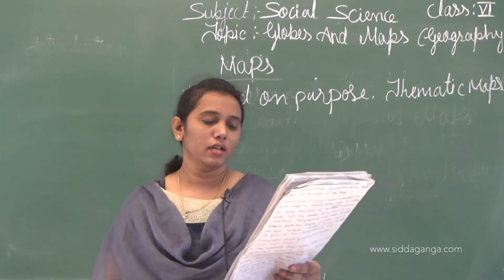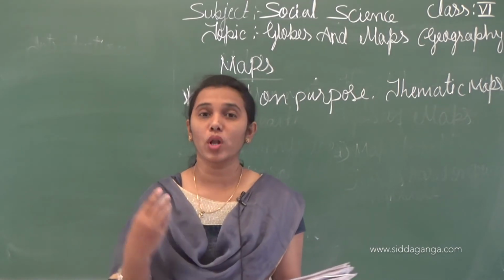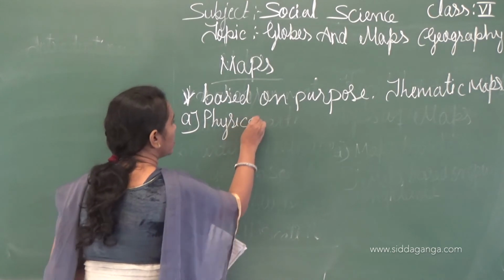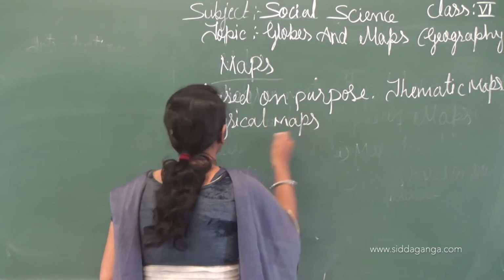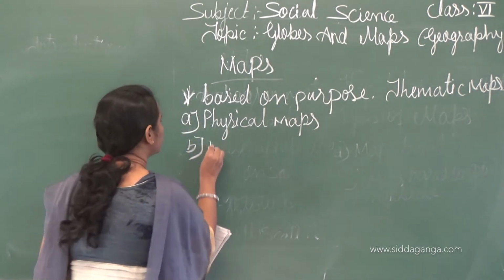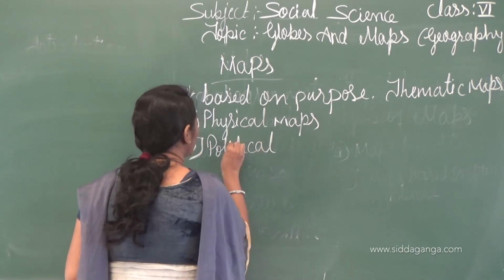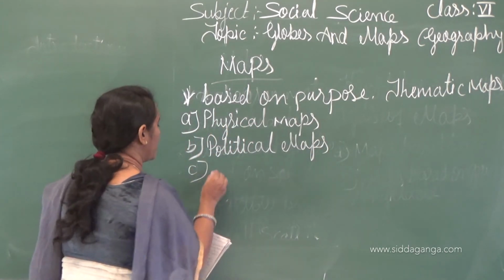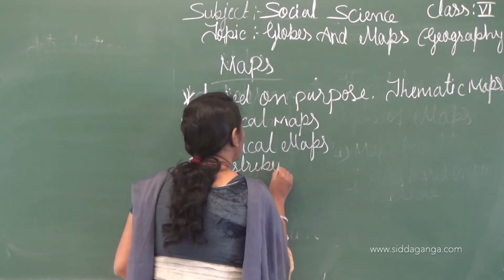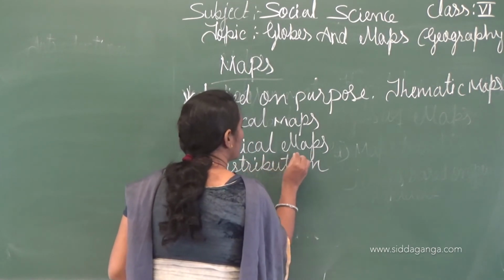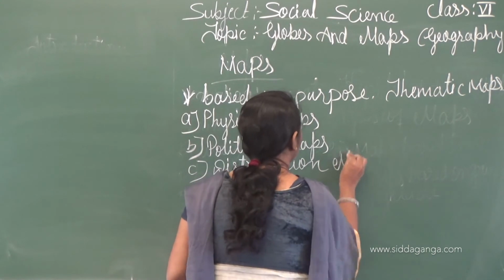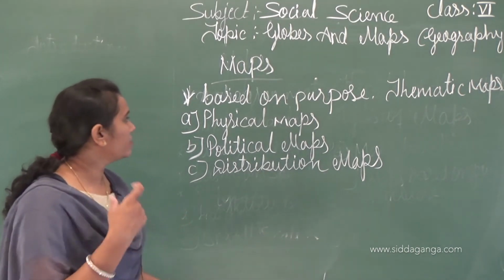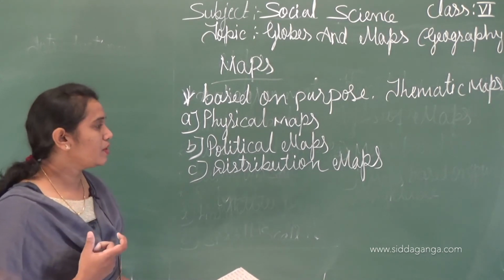They can be classified into physical maps, political maps, and distribution maps. We divided maps based on scale; based on purpose, here also we divide them into these maps, children: physical maps, political maps, and distribution maps.